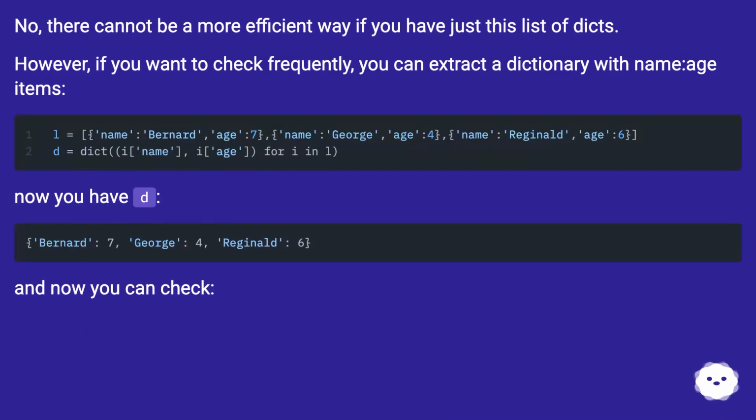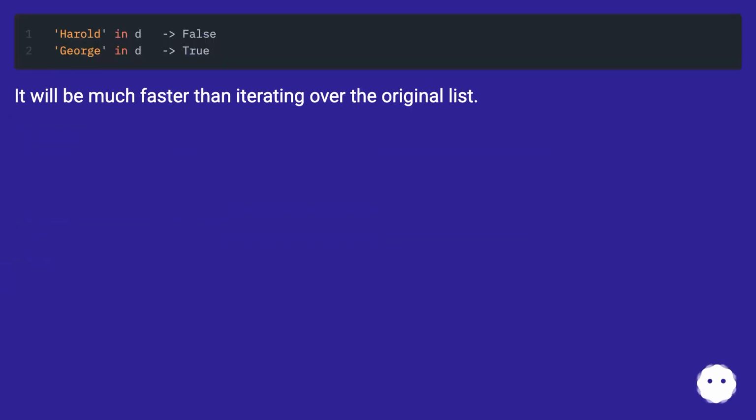No, there cannot be a more efficient way if you have just this list of dicts. However, if you want to check frequently, you can extract a dictionary with name-age items. Now you have D. And now you can check. It will be much faster than iterating over the original list.